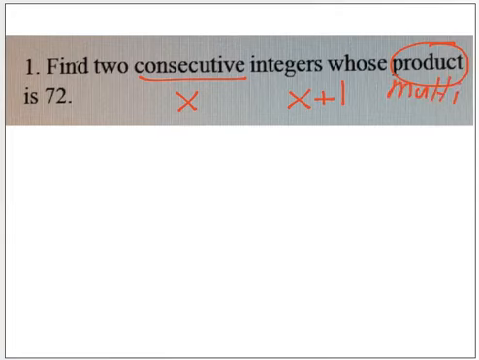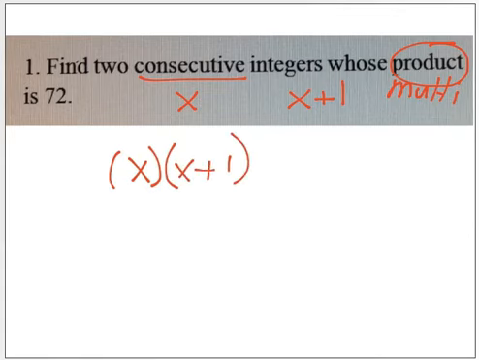Multiply. Then what I'm really saying is x times x plus 1, which is the other integer, is equal to 72. This is the equation that we start with. Well, let's start changing this equation into one that we can use. All right, let's distribute first.